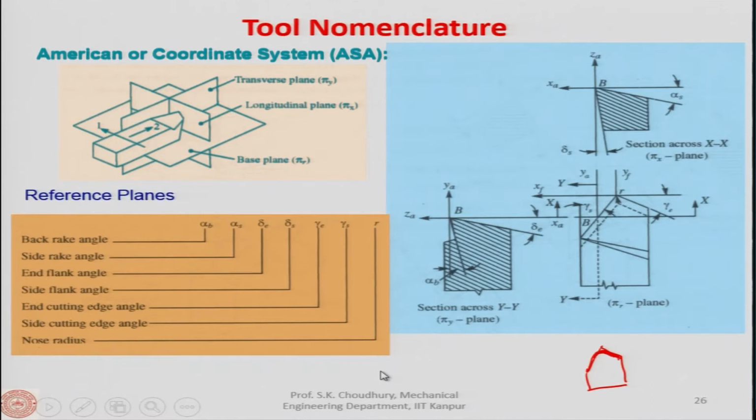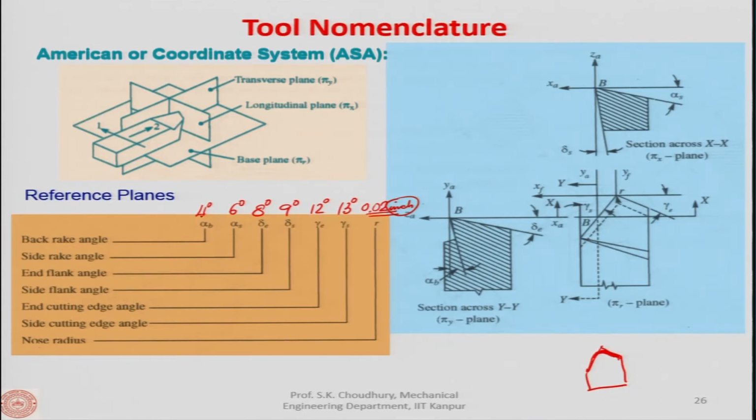Now, when you are purchasing a tool, it will not be written which one is the back rake, which one is the side rake and so on. Suppose the tool has this kind of nomenclature: 4 degree, 6 degree, 8, 9, 12, 13, and here it is 0.02. This is in inch, because it is the American system. So, this nose radius is given in inch, but inch will not be written, it will be 0.02.